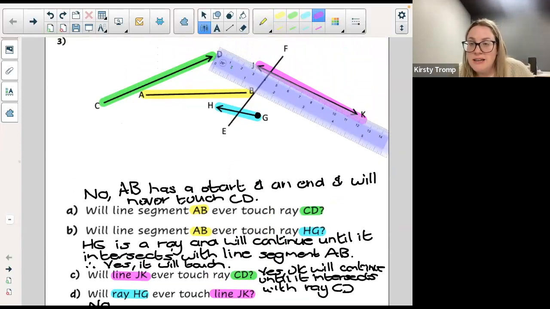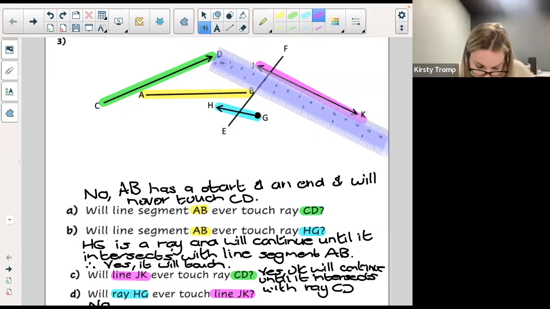All right, let's go Ravimbo. Can you give me an answer for that one? No, AB will not touch JK because it's not a ray, nor a line. But JK won't either because it's going in different directions. You're amazing. Well done.